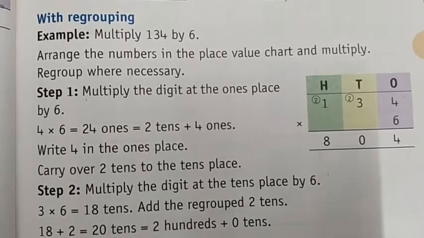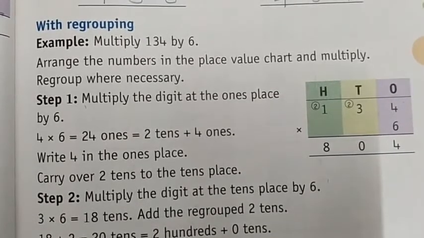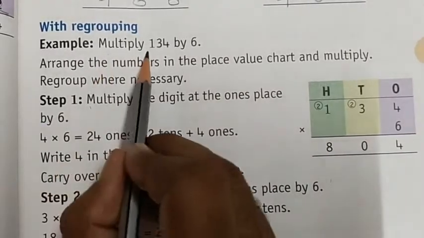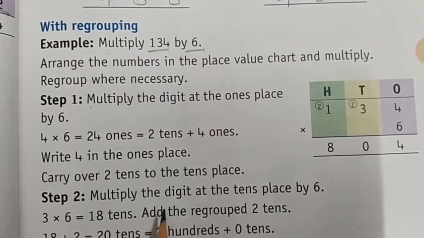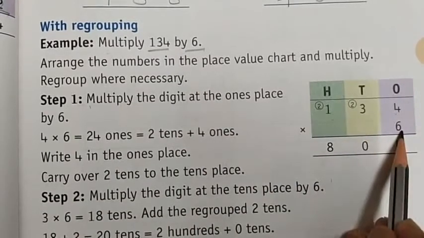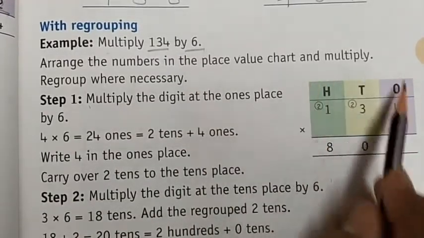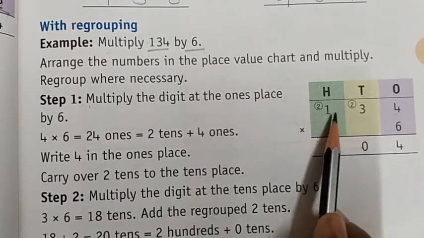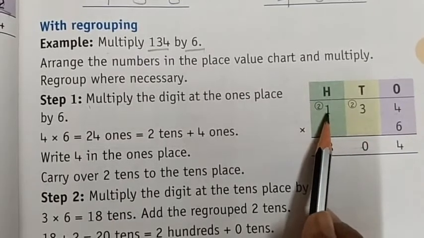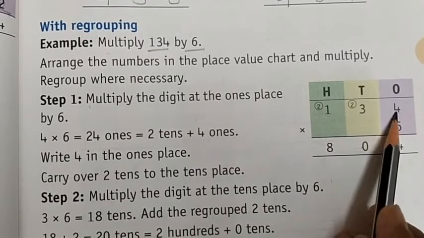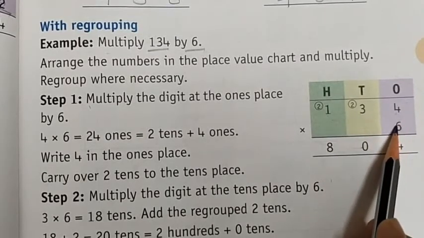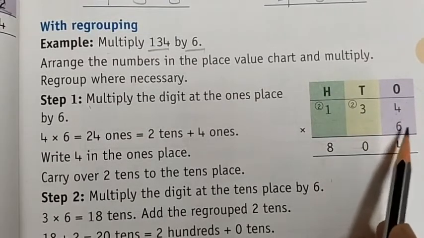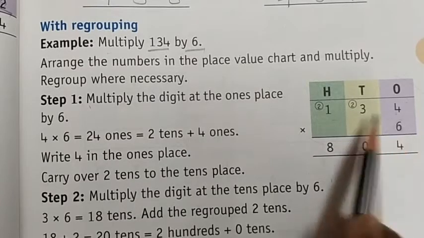Now with regrouping, multiplication of a 3 digit number into a 1 digit number with regrouping. Okay, example: 134 is multiplied by 6. First we have to arrange the numbers in the place value chart: 1s, 10s and 100s. 134, it is a single unit. 1 digit means it's in the 1s place of the chart. First we have to arrange them.